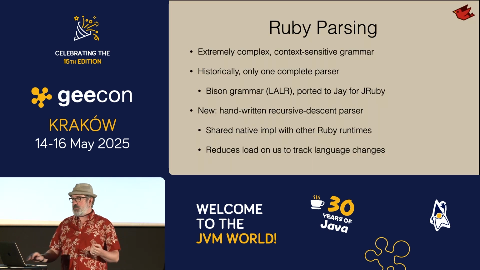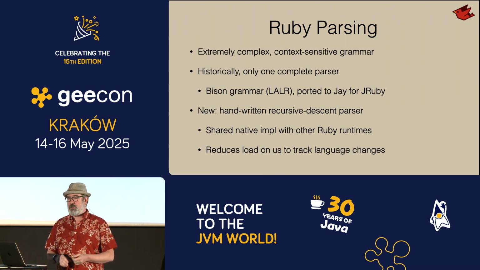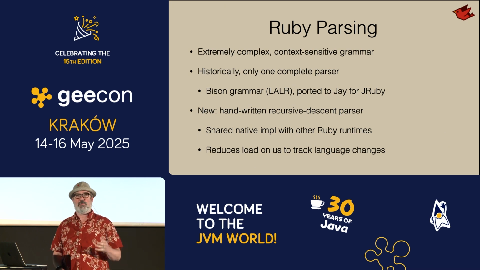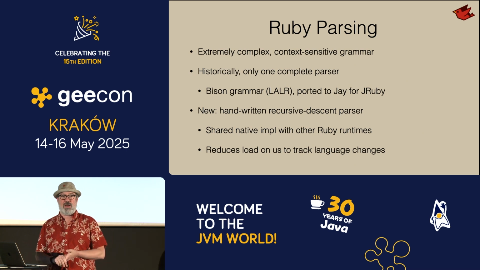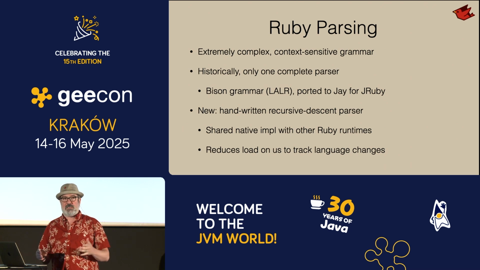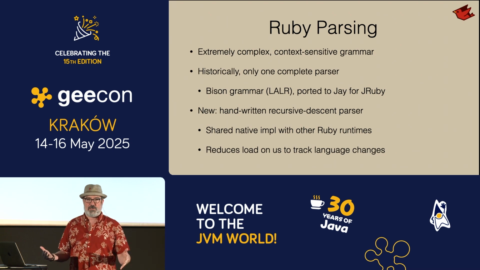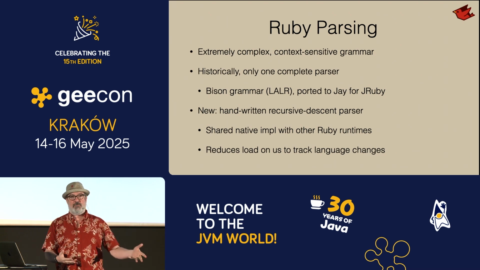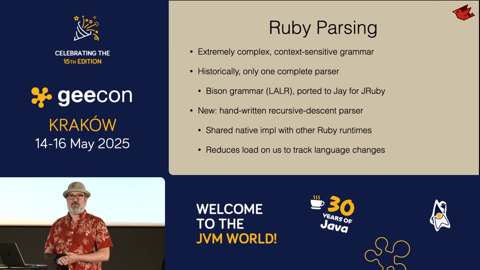So as I mentioned, it's a very complex, context-sensitive grammar. Historically, there has only been one complete parser out there, an LALR parser, originally based on the Bison grammar, ported to the JAY generator for JRuby, which is essentially Bison for generating Java code. More recently, we've actually had a Ruby community member that did a handwritten recursive descent parser. This has allowed us to start sharing the parser with the standard Ruby implementation. We now can run the exact same parser code that the regular Ruby does. So this has reduced our load on tracking language features over time.